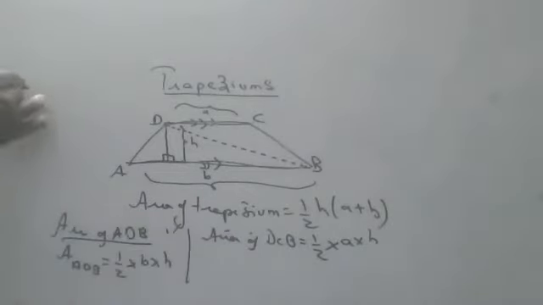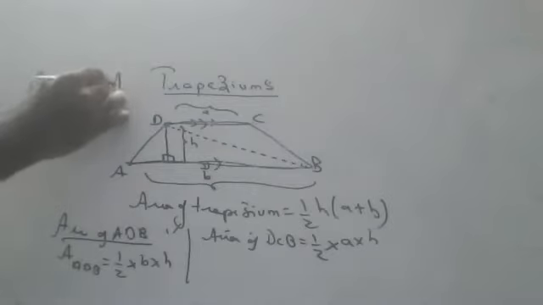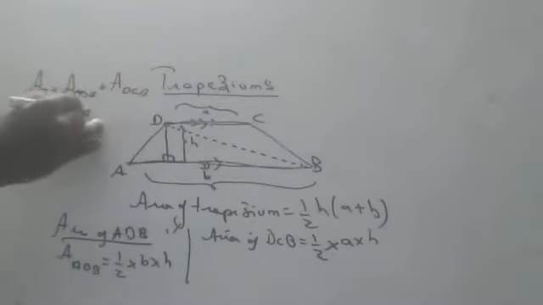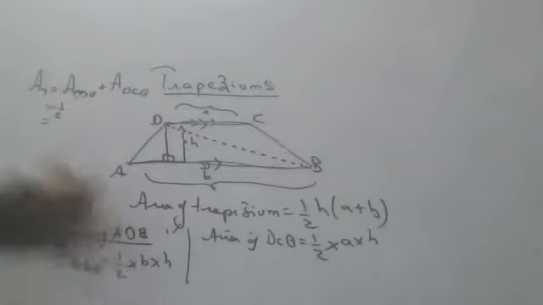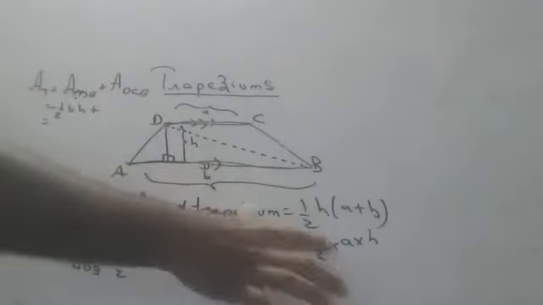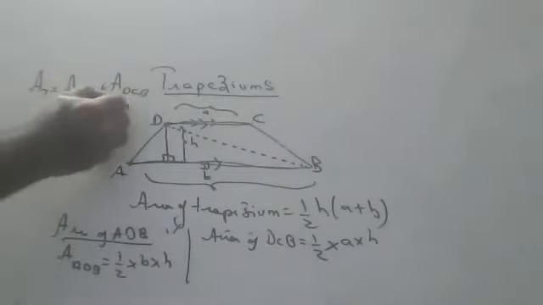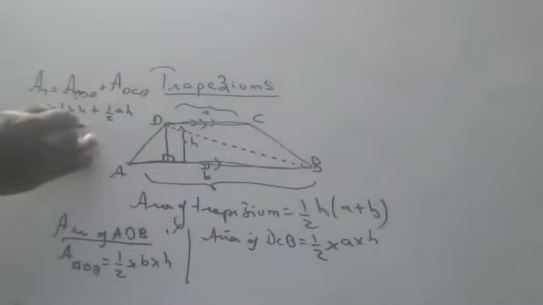If you add both sides, area of the trapezium is equal to area of ADB plus area of DCB, that is nothing but area of ABCD. How much is that? Half bh plus half ah. If you take half h common, it is b plus a, or a plus b. That is how you will get the area of the trapezium.